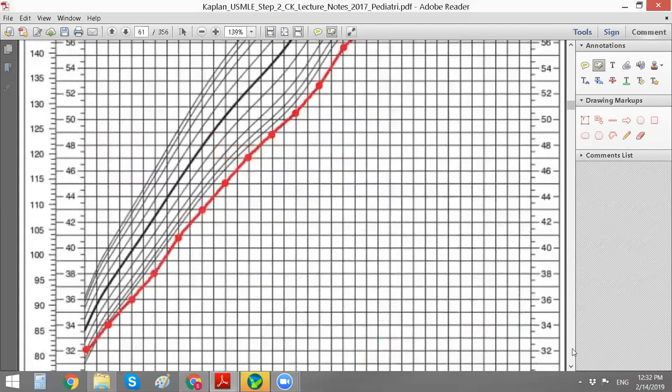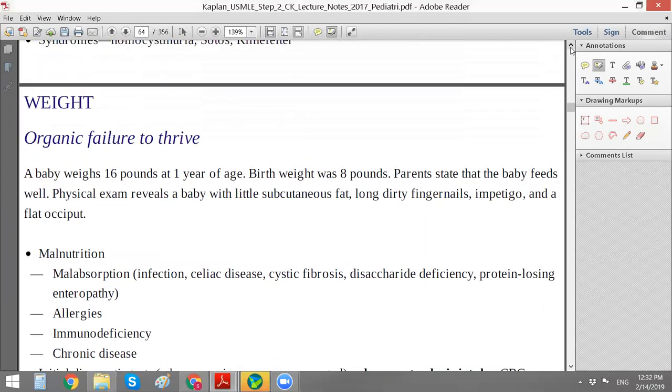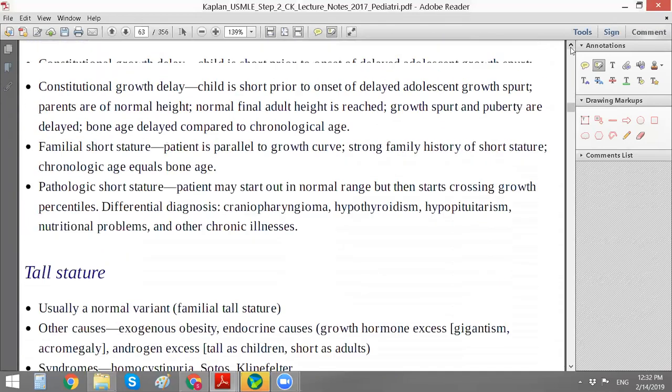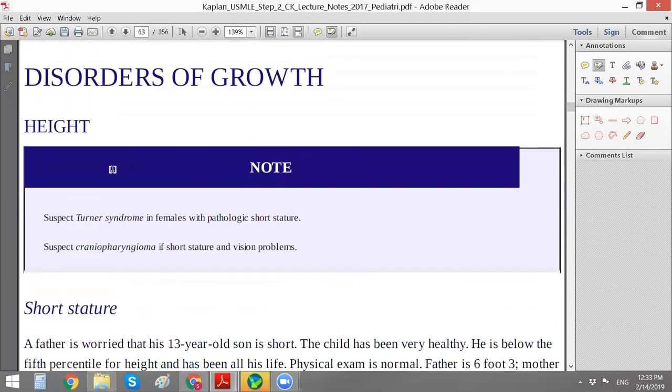So, disorders of growth now. This is short stature. Suspect Turner with pathologic short stature. Craniopharyngioma if short stature and visual problem. Short stature plus visual problem equals craniopharyngioma. If just short stature, then it can be Turner in females.